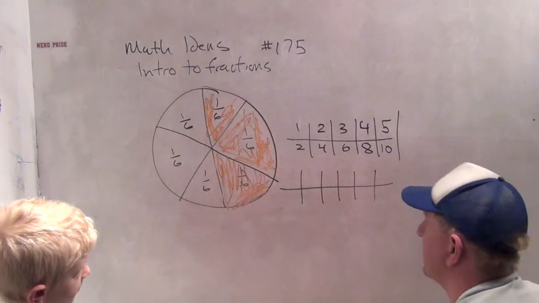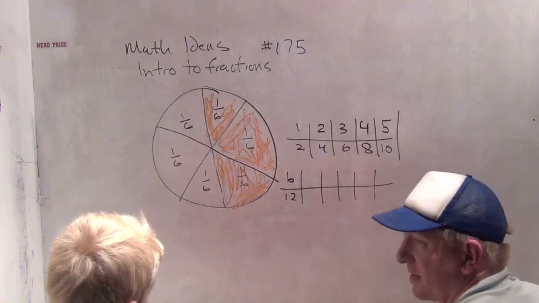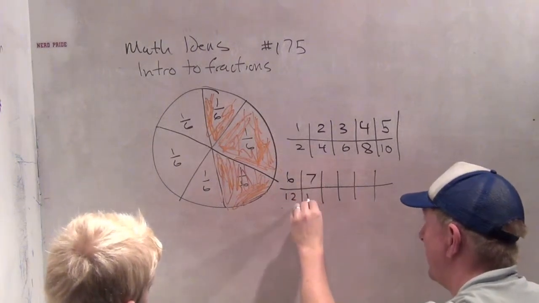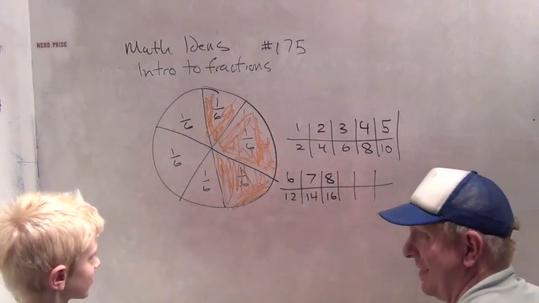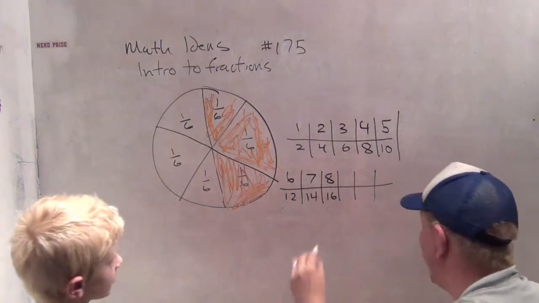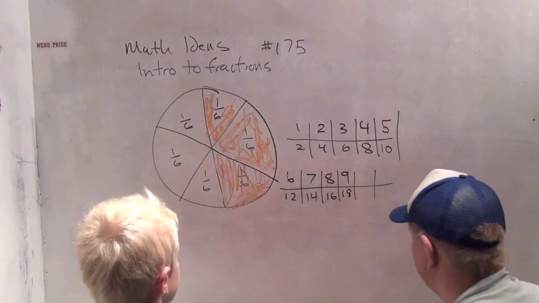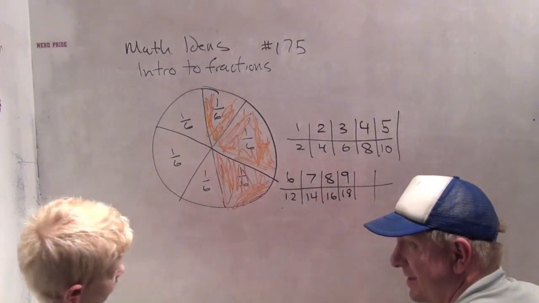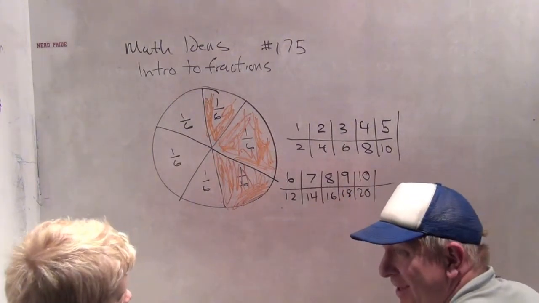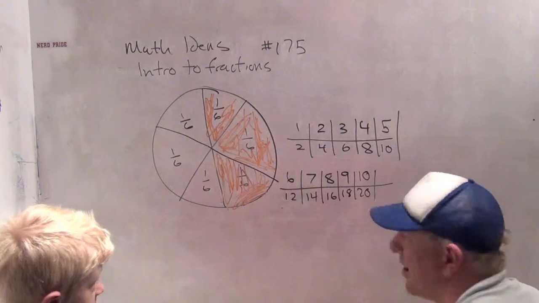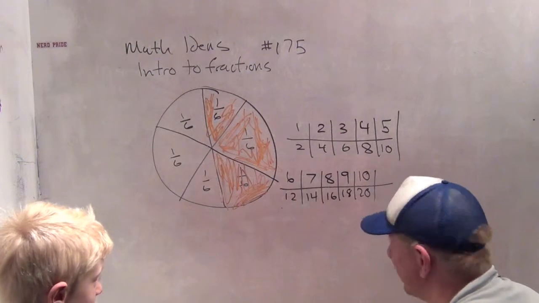Let's keep the pattern going down here. What should be next, do you think? 6, 12. 6/12. 7, 14. 7/14. 8, 16. 8/16. 9, 18. 9/18. 10, 20. 10/20. Whoa! Those are all equal to a half. Can you believe that?